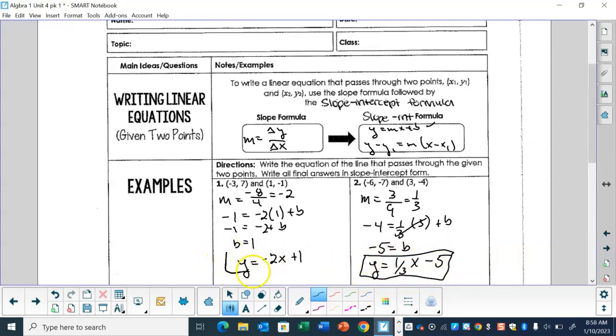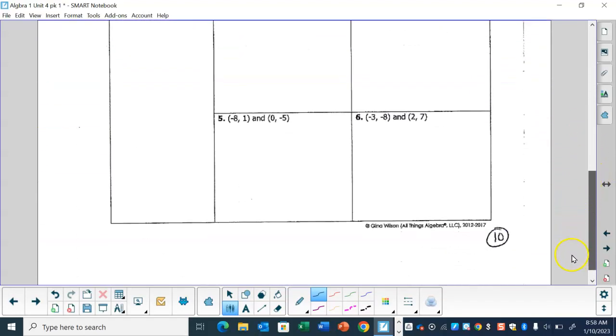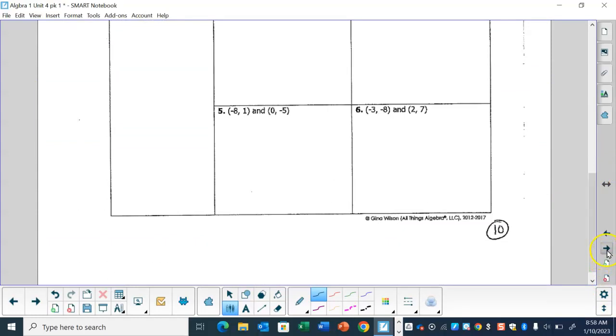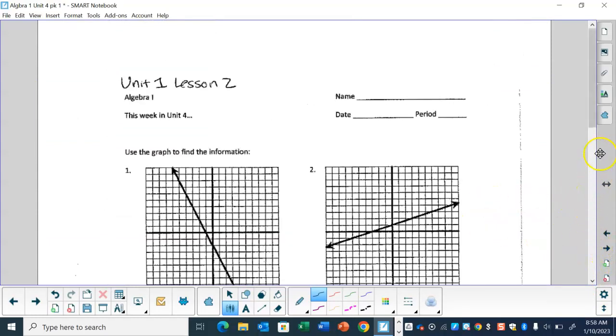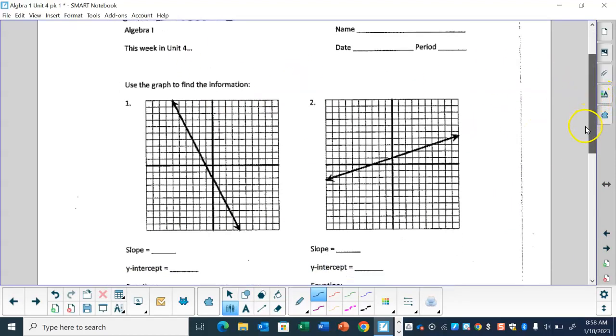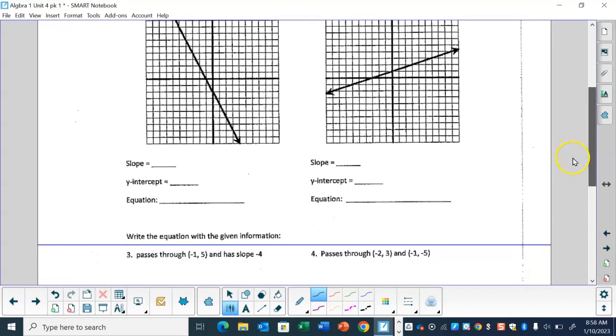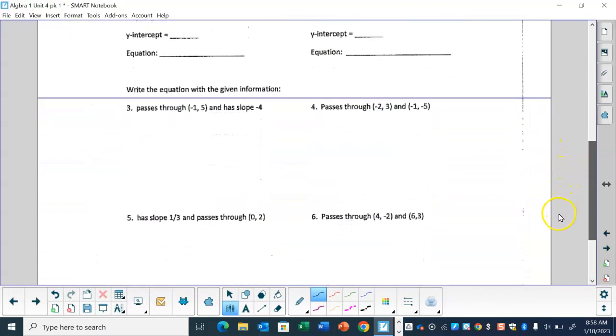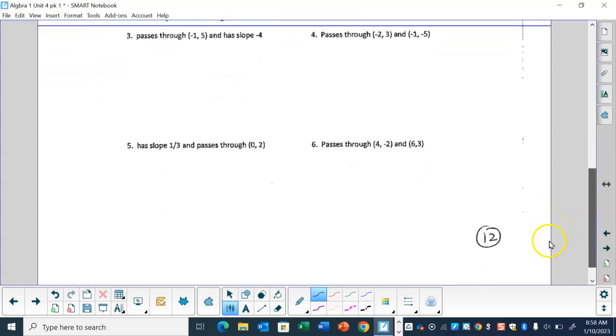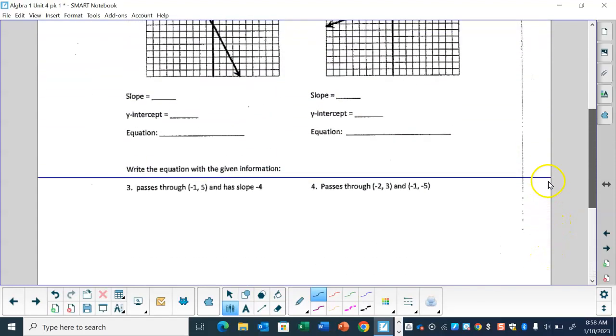Let's box this one. Alright guys, you can do the rest of this page. Just follow the same steps, same rules. So you can do page 10, page 11, and page 12 is a review of the things we covered: finding the slope, y-intercept, writing the equation, slope at a point, and two points. This is just a quick check-in.